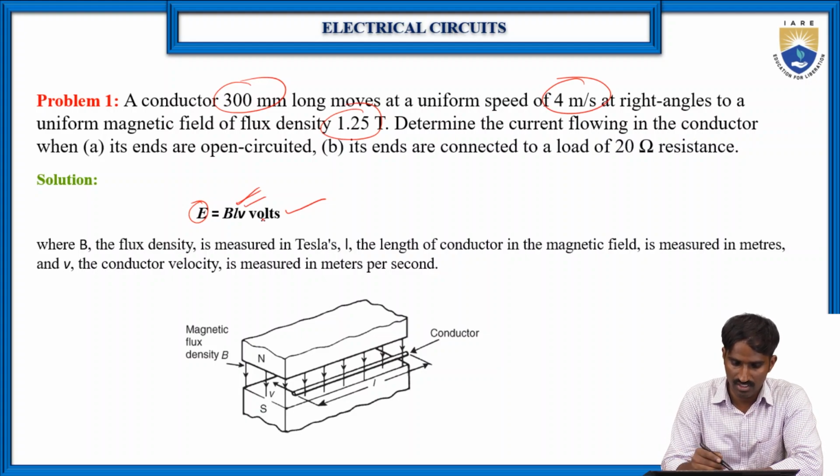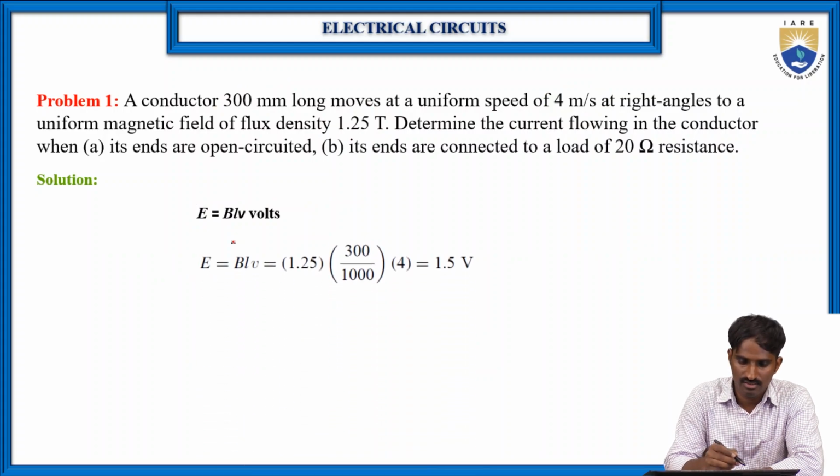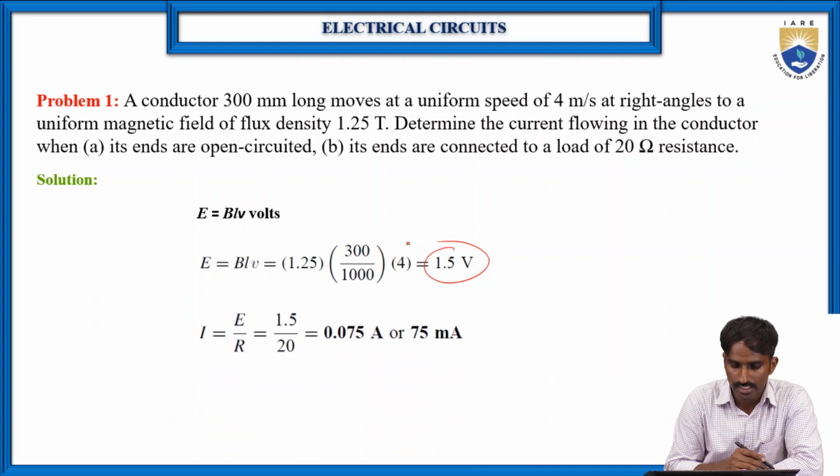Of course, that is as per the units. Then substitute all these values in this particular equation. Then you will get the EMF induced across the particular coil, which is equal to 1.5 volts. Then another equation, as we know, E is equal to I into R, that they have given.